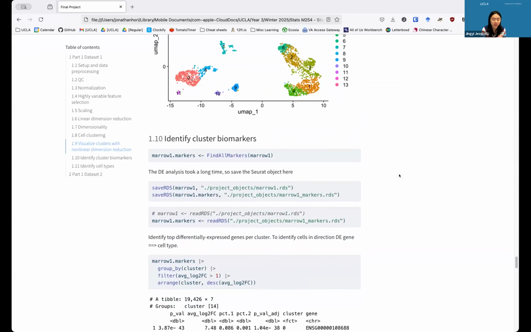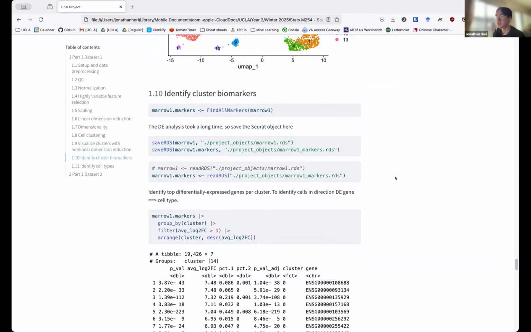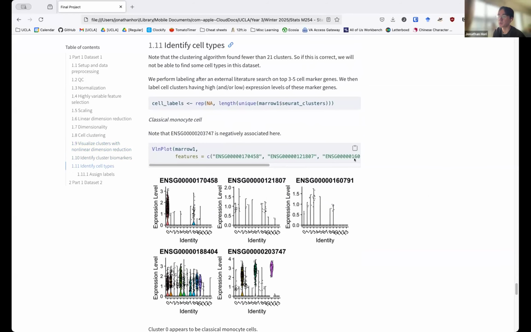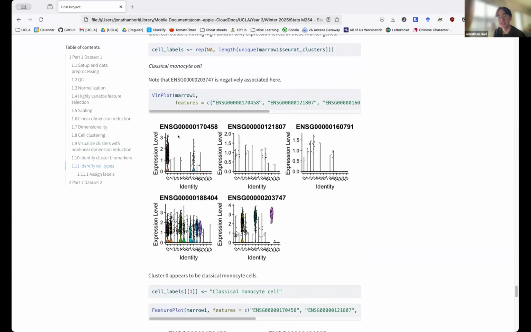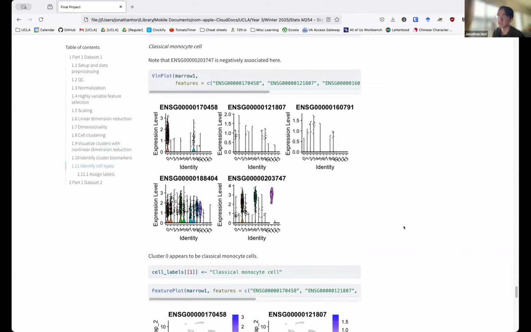So you have one minute. Yeah. I find all markers using the default parameters. This takes a long time, so I save my results. And then I pull in marker labels and, one by one, go through and use violin plots to manually annotate my cell labels. And I will repeat this pipeline again for the rest of the data sets.